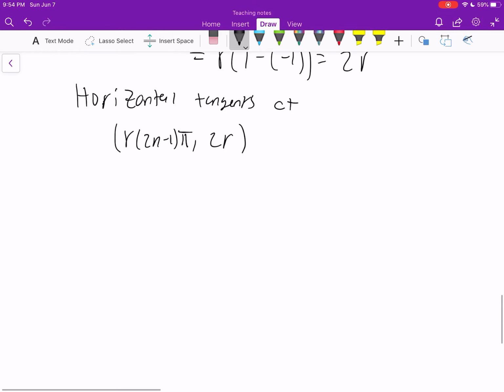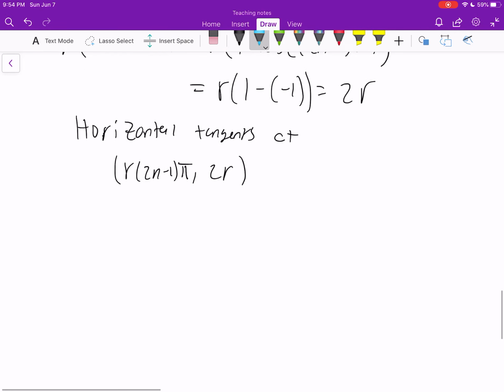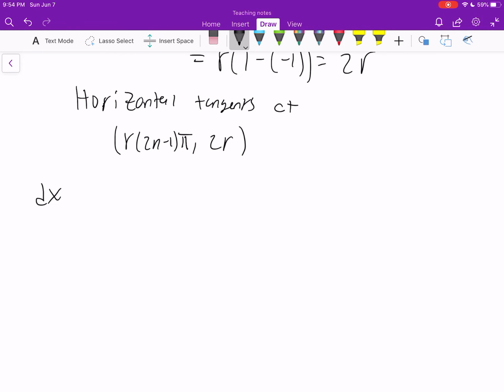And now let's look back up here. These values circled in blue are the places where dy d theta is equal to 0. At all these other values, both dy d theta and dx d theta are equal to 0. So I need to do a little bit of analysis. Let's look at dy dx, which is equal to dy d theta over dx d theta. So what was that? That was r sine theta over r times 1 minus cosine theta.